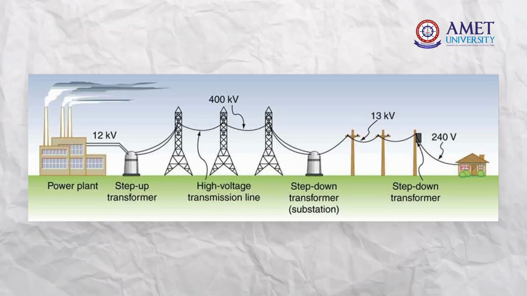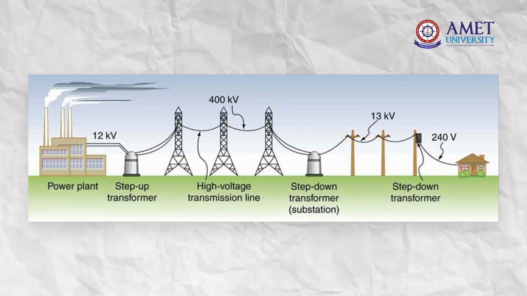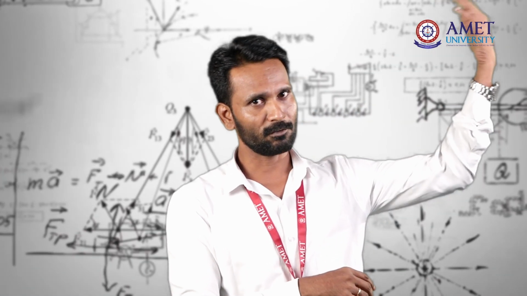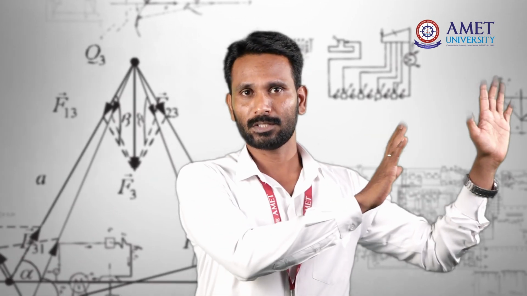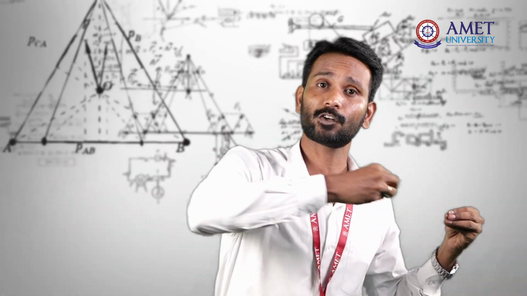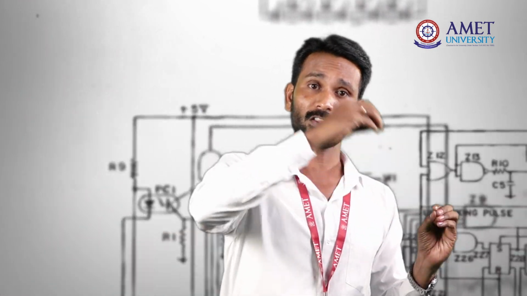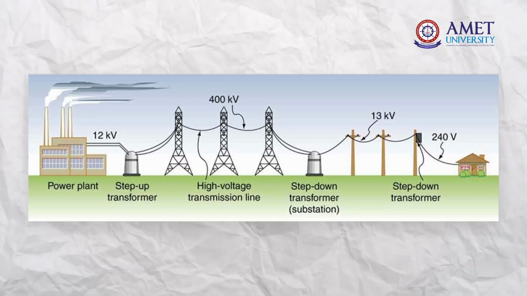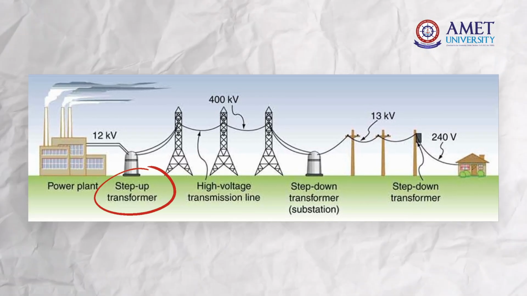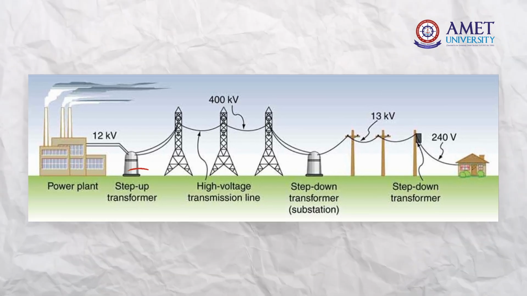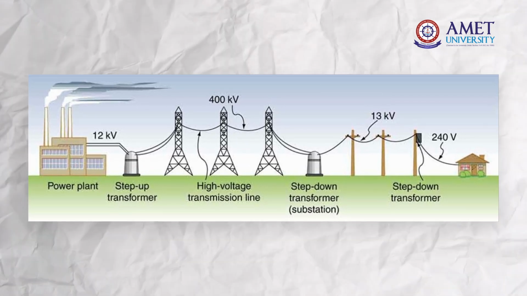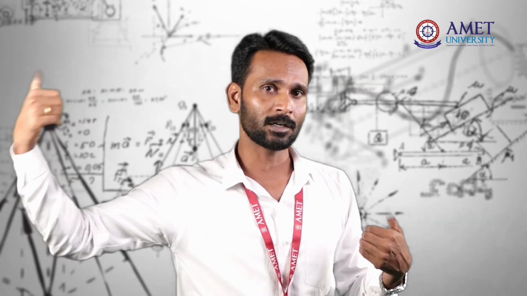There will be a power plant where the electrical energy is produced. That will be far away from us. So the electrical energy that is generated needs to travel a long distance. The amount of energy produced in the power plant is not enough to travel that long distance. So at that time we have to use the step-up transformer to increase the energy.